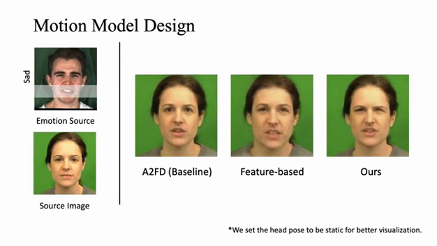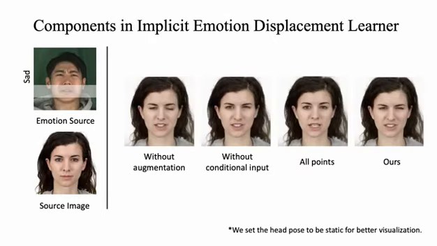It can be observed that the face shape produced by the feature-based model is unstable and the emotion is not obvious either, which indicates that emotion cannot be well disentangled in the feature space. We then verify the components in our implicit emotion displacement learner.